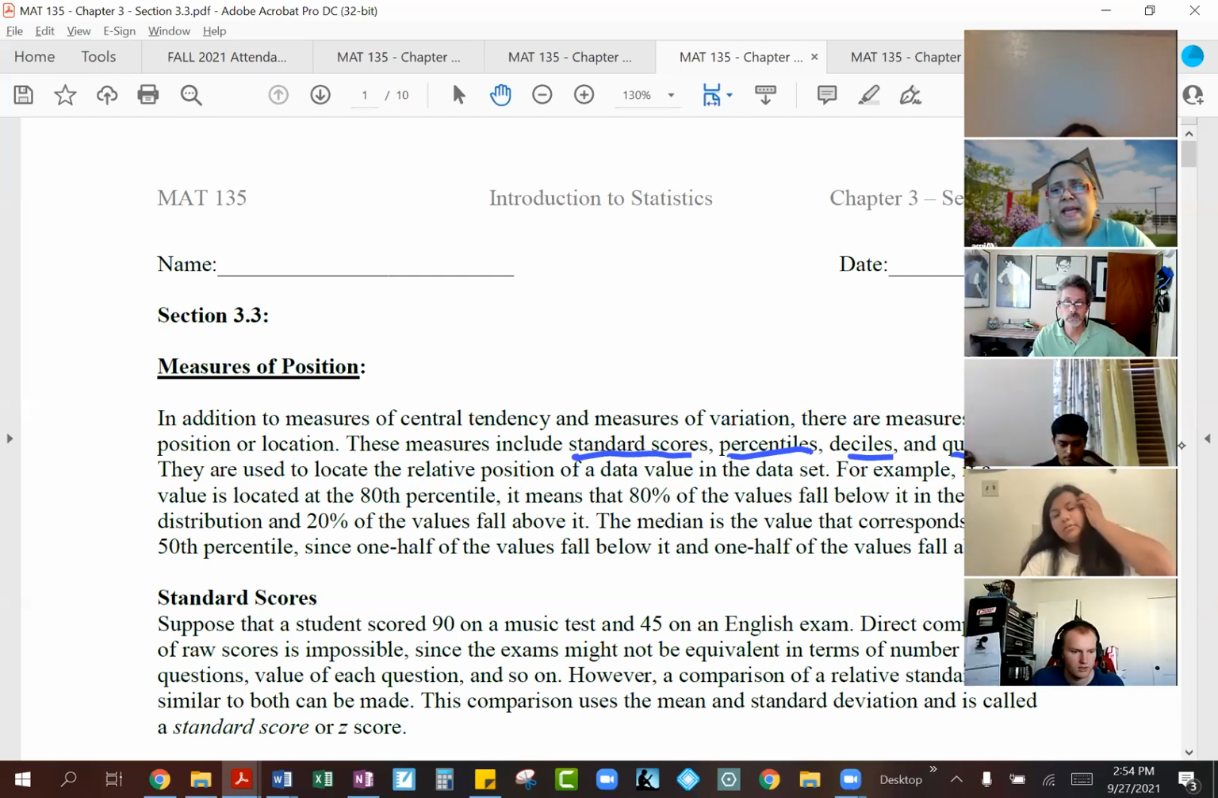So if you've ever taken SAT or ACT tests, if you look at your scorecards, they always tell you what percentile your score is falling into.